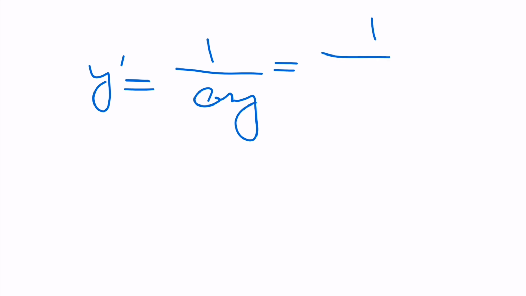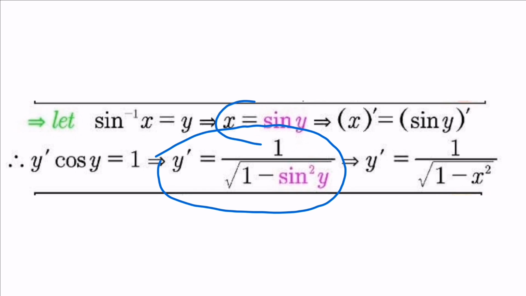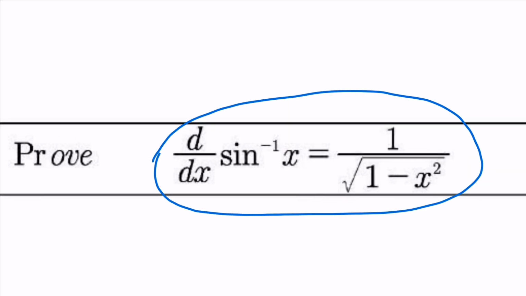But we know that cos y is equal to square root 1 minus sine square y. So therefore y dash becomes 1 over square root 1 minus sine square y. Now replace sine y by x because sine y is equal to x. So in last we prove that y dash is equal to 1 over square root 1 minus x square. Therefore derivative of sine inverse x is equal to 1 over square root 1 minus x square.